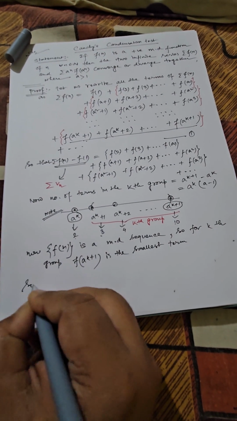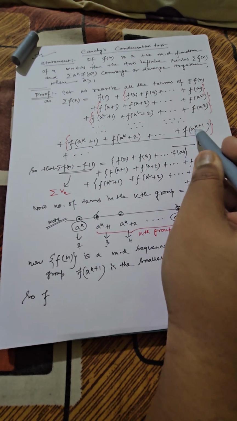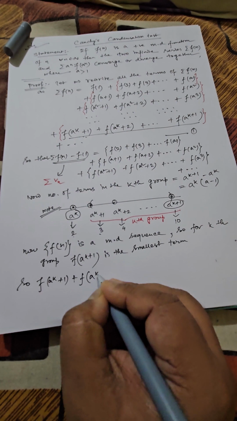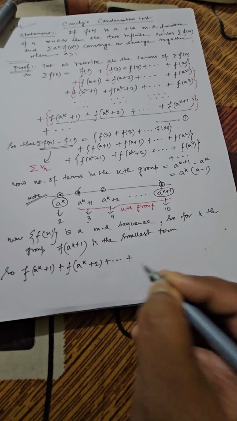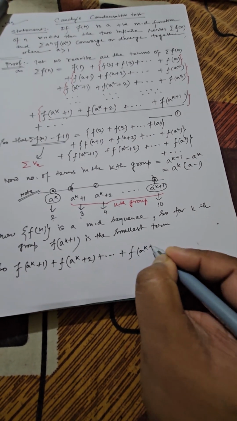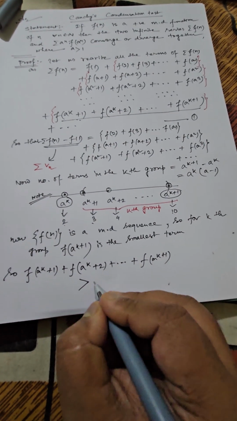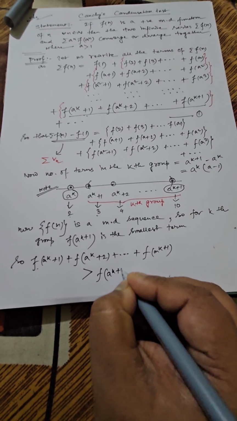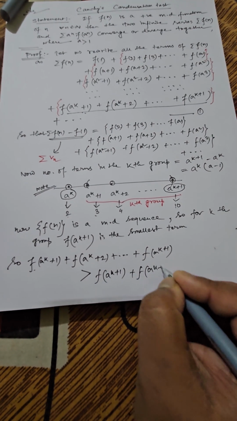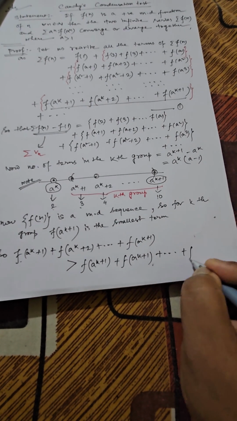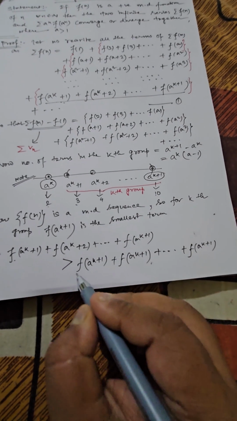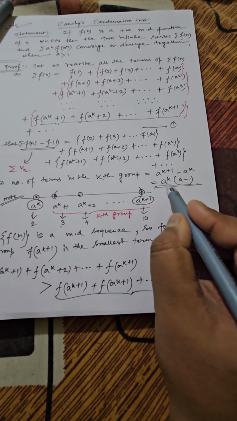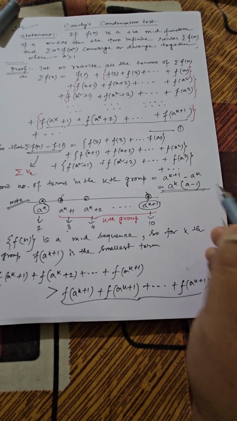So if we consider this expression, f of a to the power k plus 1, f of a to the power k plus 2, plus dot dot dot, each of these terms is greater than f of a to the power k plus 1. So we can write it like this, plus dot dot dot. But how many terms are there? As we have mentioned earlier, in the kth group, a to the power k into a minus 1 number of terms are there.